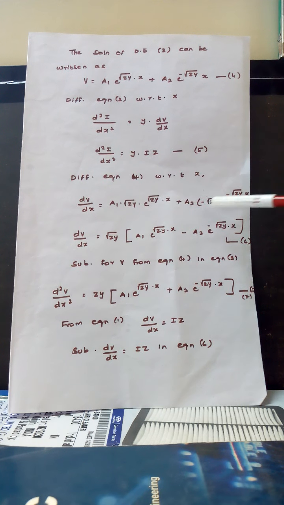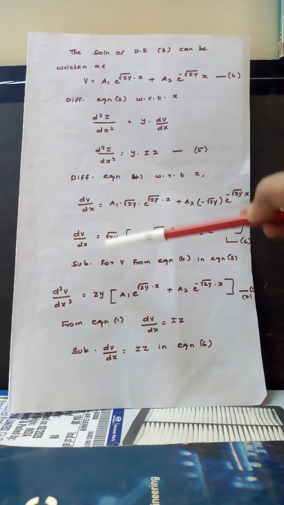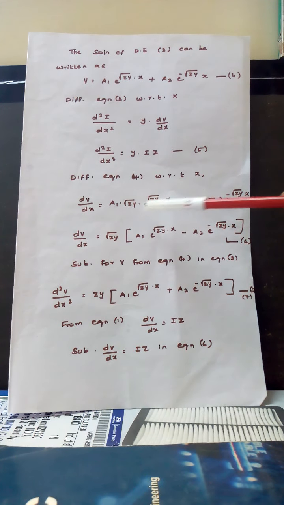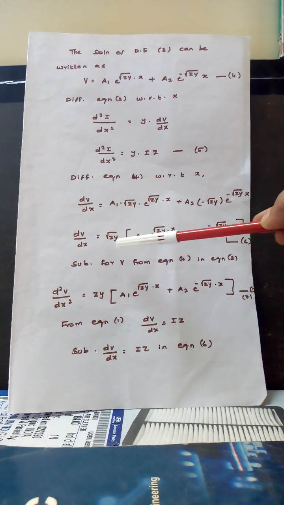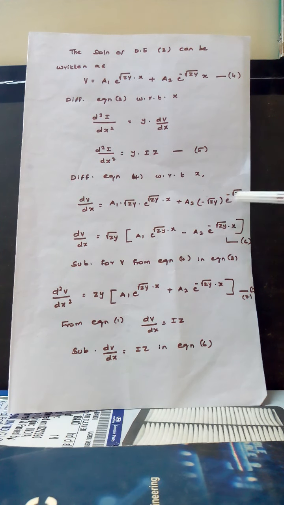In both the terms root of zy is common, we can take it outside. So we'll get a1 into e to the power of root of zy into x, and since only root of zy we have taken outside, the minus sign will come, so minus a2 into e to the power of minus root of zy into x. This we can consider as equation number 6. Now what we have to do is, in equation number 3, substitute this V value here.